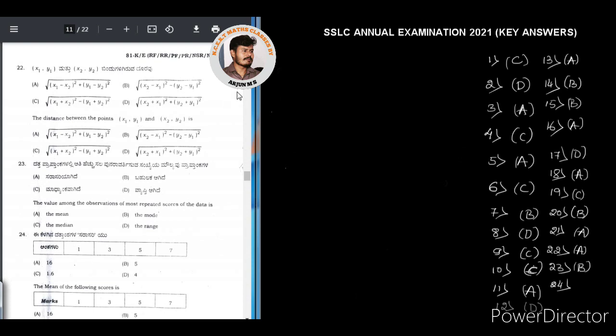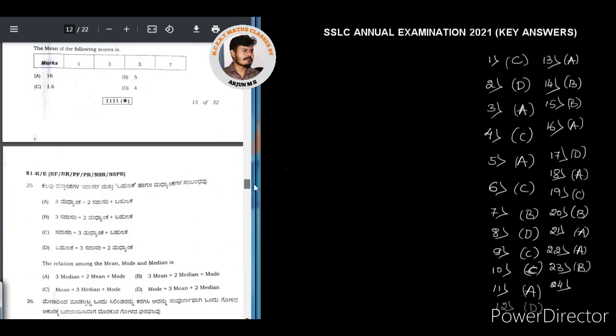So then 24th question. The mean of the following scores is. We have to find out the mean. Here ungrouped scores are given, without frequencies or class intervals. They are given only scores. By observing these, there are 4 scores. You just add each and every score, 1 plus 3 plus 5 plus 7, divide by 4. We get 7 plus 3 is 10, 10 plus 5 is 15, 15 plus 1 is 16, 16 by 4 is equal to 4, which is the mean of the given data. That's why option D is correct for 24th question.